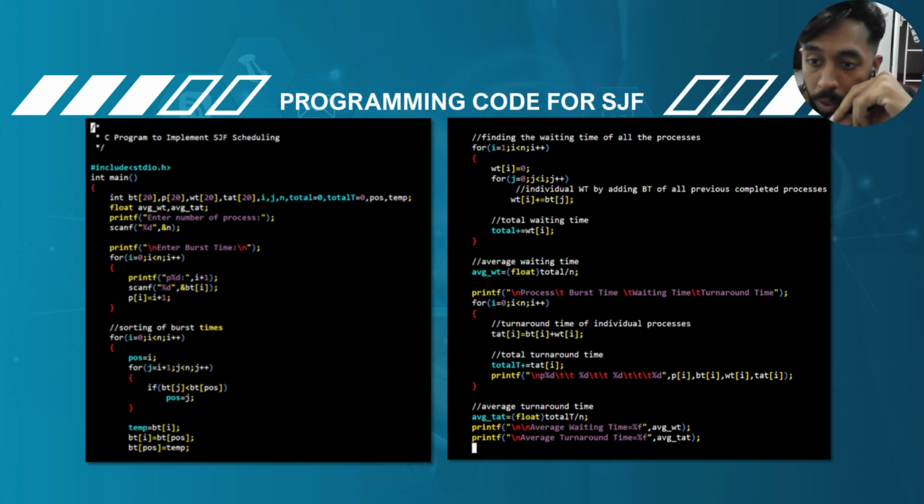Over here we have the programming code for the SJF scheduling. You can see that it asks us to enter the number of processes and the burst time, and it sorts the burst times first. For each process, we can assign the burst time that we want, and then it computes the waiting time of all the processes, the average waiting time, the turnaround time of each individual process, the total turnaround time, and also the average turnaround time.